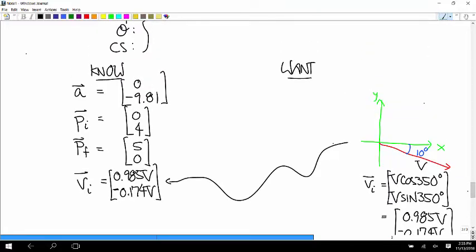What are we trying to find? We're trying to find this V. I don't know, that's about as good a way as I can think of to separate this into what we know and what we want. If we knew this V, we would know VI, but we have to solve for that V.